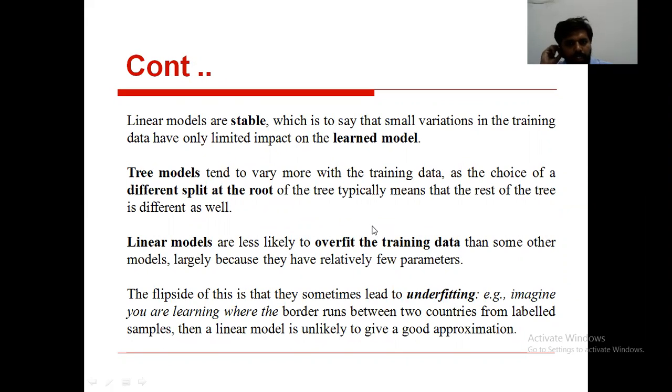I already explained this one also, right? While working with tree models and rule models, we may get the overfitting problem. I already explained the overfitting concept in tree models and rule models, right? If you take linear models, we will get less overfitting when compared to tree models and rule models, right?